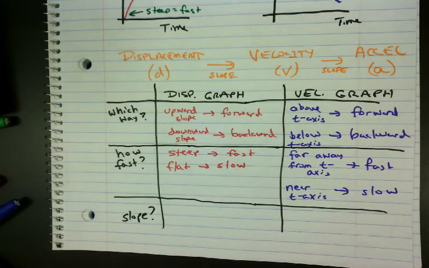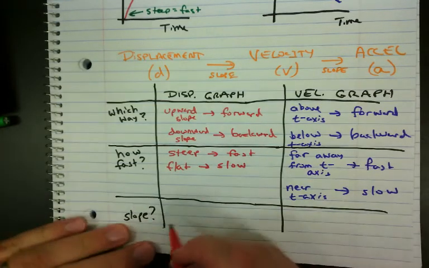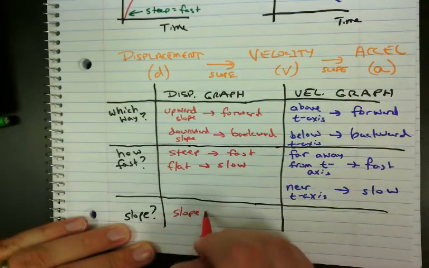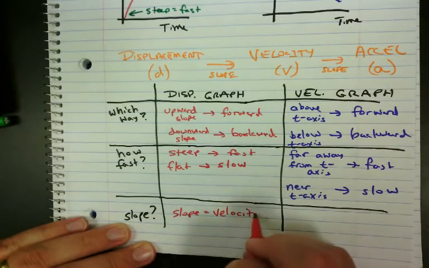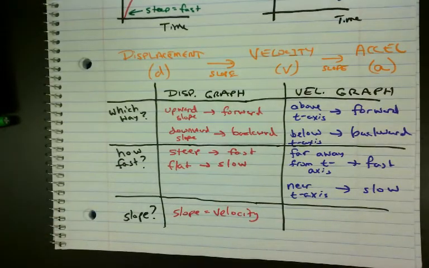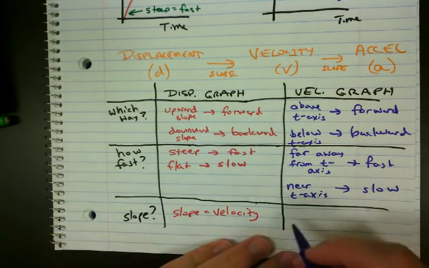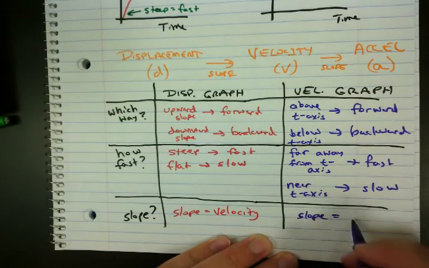The last question that I want to ask is, what does slope mean? And we've already answered this, right? So in a displacement graph, slope means velocity. In a velocity graph, slope means acceleration.